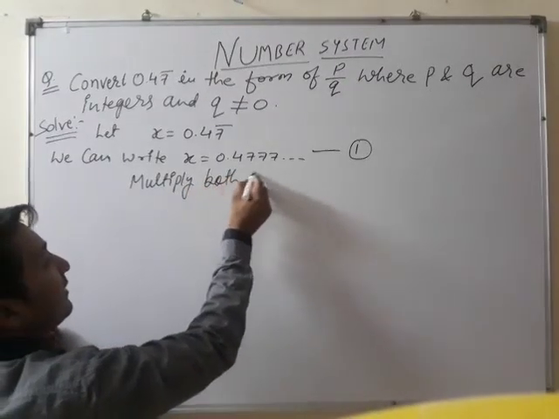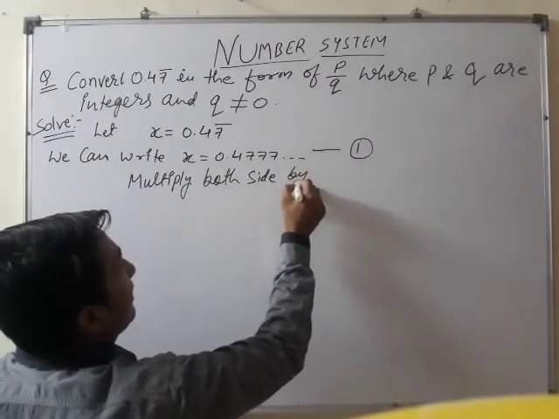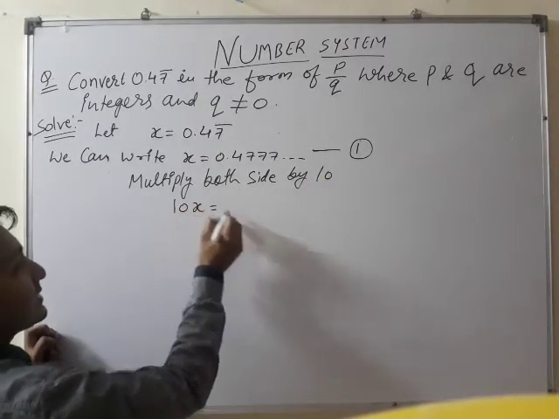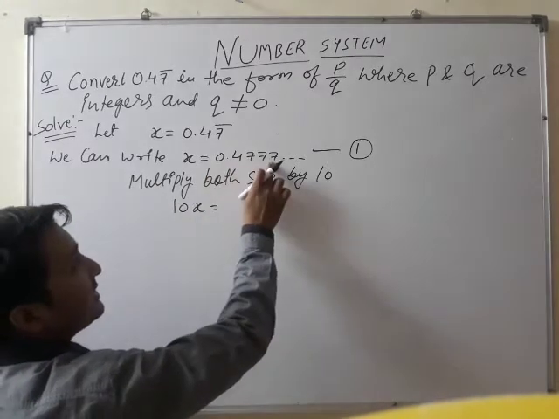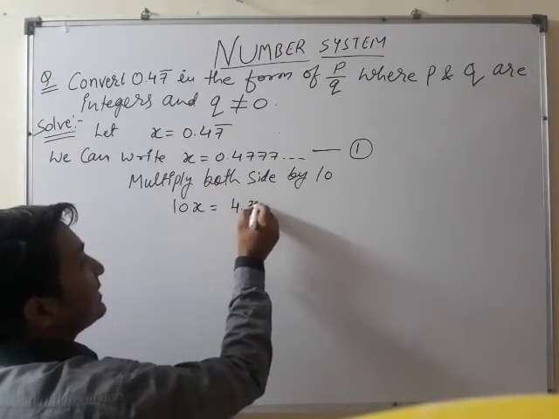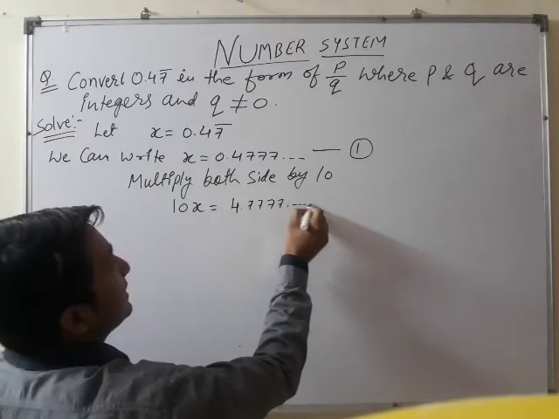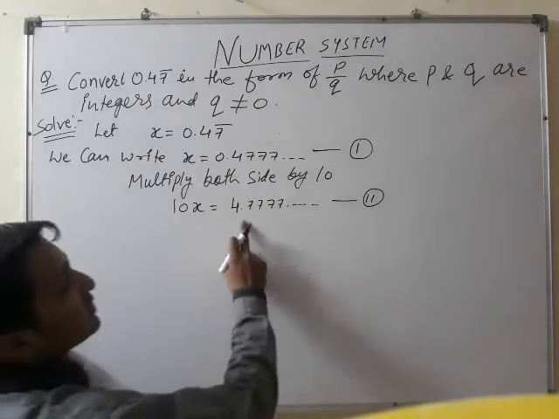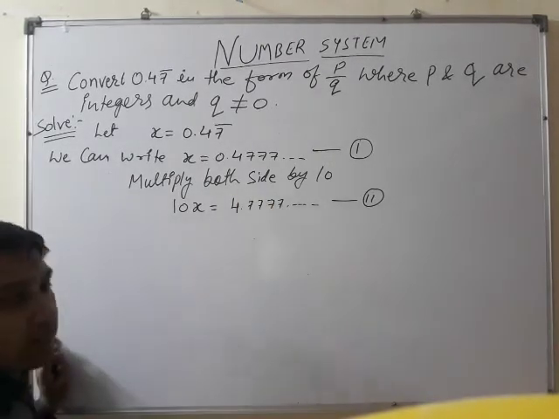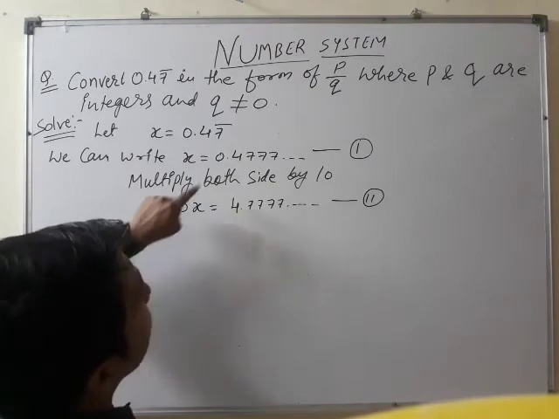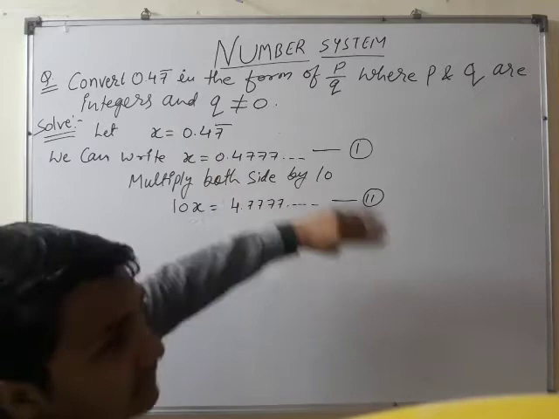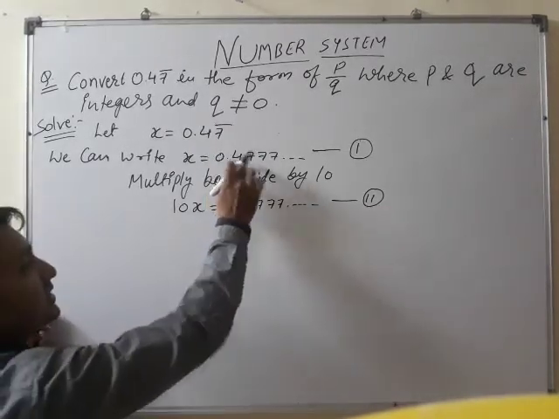Multiply both sides by 10. 10 into x will be 10x. When we multiply 10 with this number, it will come 4.7777. This will be equation number 2, because we have multiplied by 10, so it will be 10x, and we have multiplied 10 with 0.4777. So the decimal will shift to the right-hand side. One decimal place will shift here.